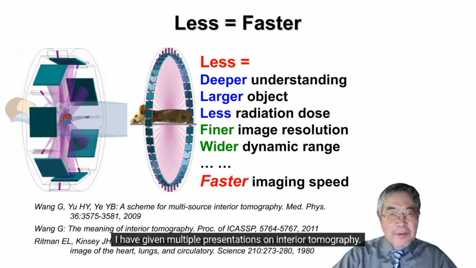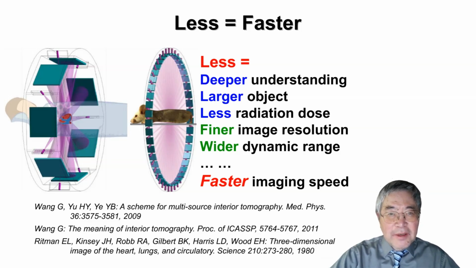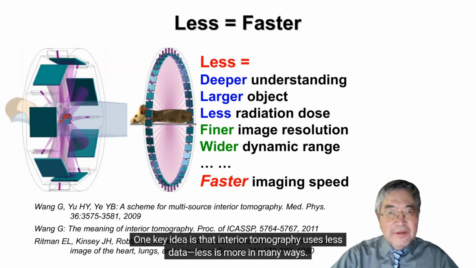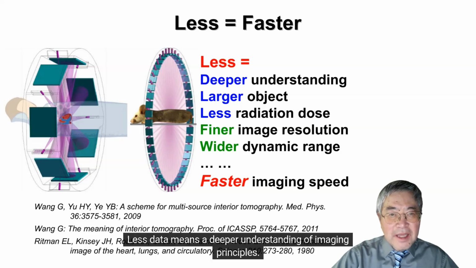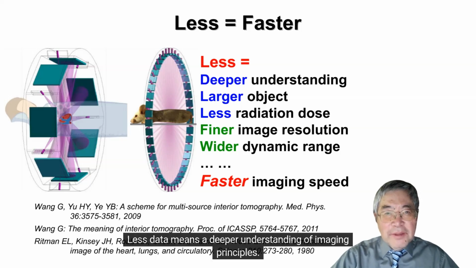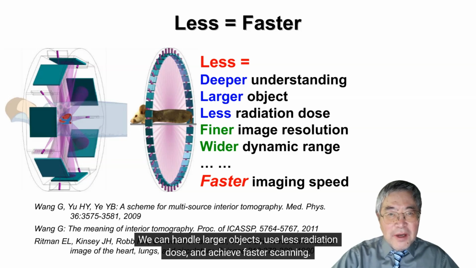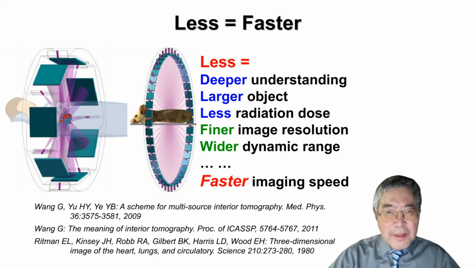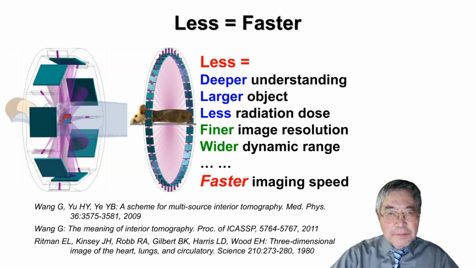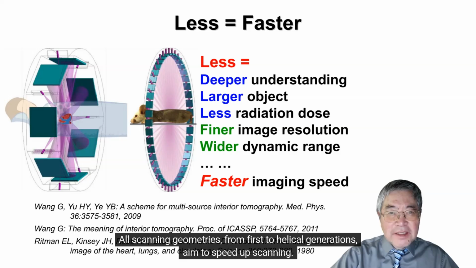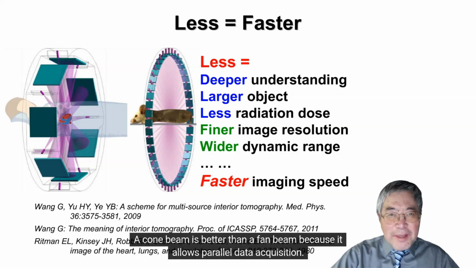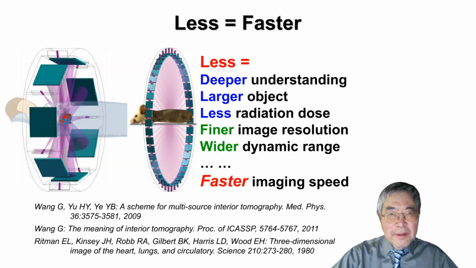I have given multiple presentations on interior tomography. One key idea is that interior tomography uses less data. Less is more in many ways. Less data means a deeper understanding of imaging principles. We can handle larger objects, use less radiation dose, and achieve faster scanning. Why is it faster? All scanning geometries, from first to helical generations, aim to speed up scanning. A cone beam is better than a fan beam because it allows parallel data acquisition.